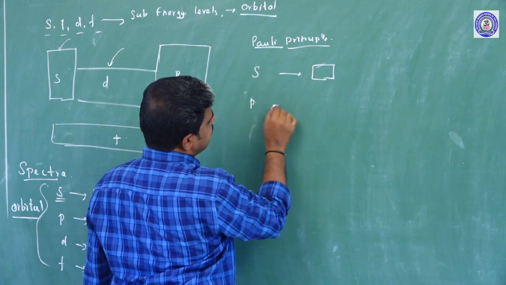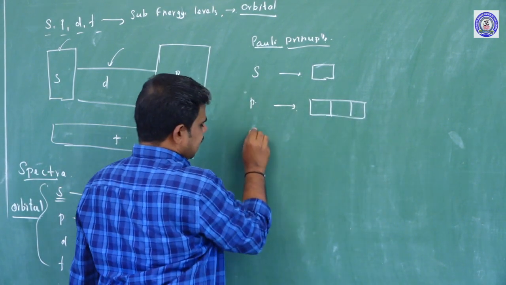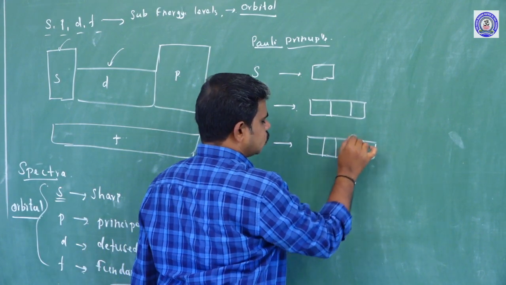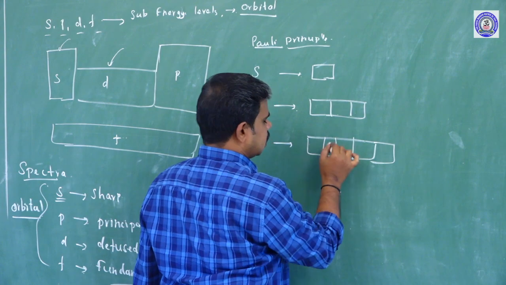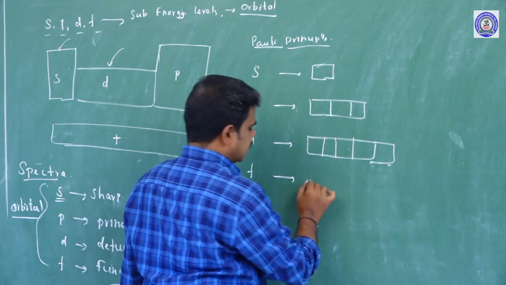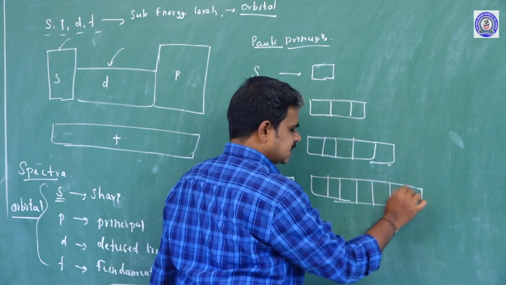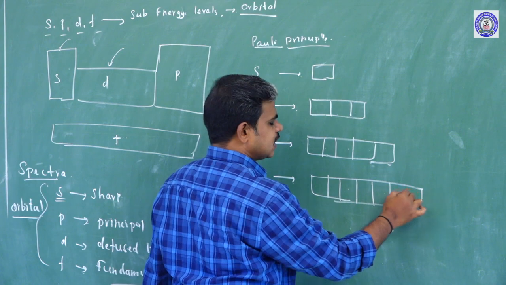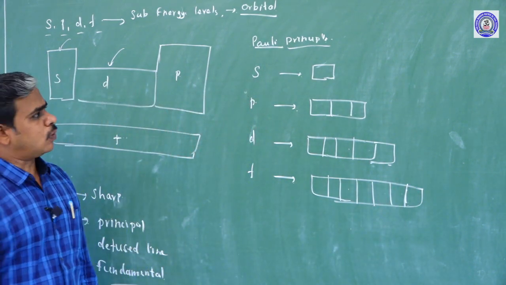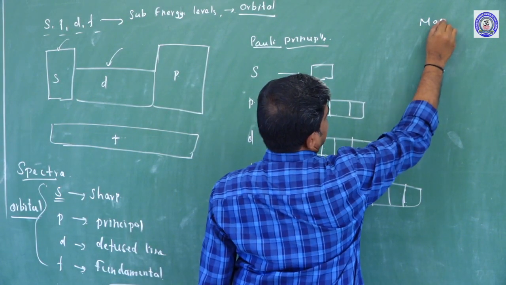If it is P, then there are 3 orbitals. If it is D, then it is 5 orbitals: 1, 2, 3, 4, 5. For F, there are 7 orbitals: 1, 2, 3, 4, 5, 6, 7. So 7 orbitals are there. Now, maximum number of electrons in S orbital.